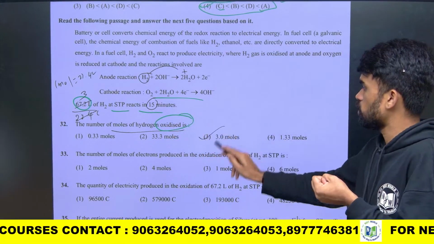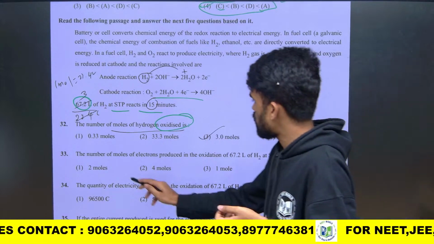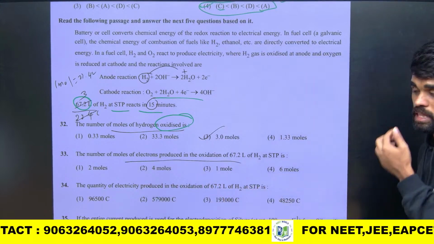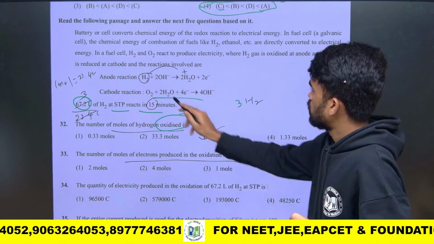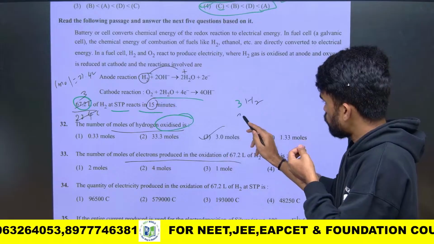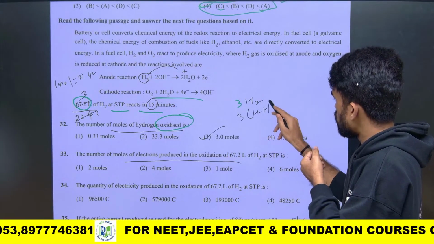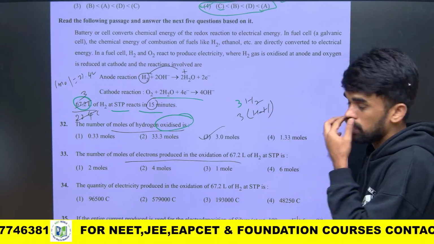3 moles. Directly go with option number 3. Okay, number of moles of electrons produced during the oxidation. So 3 moles of H2 means, 1 mole of each H2, how many electrons does it contain? 2 electrons it contains.